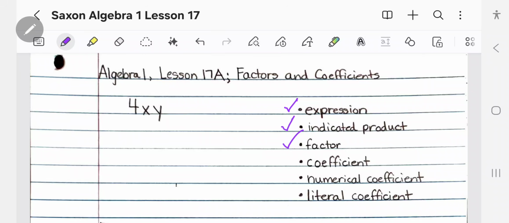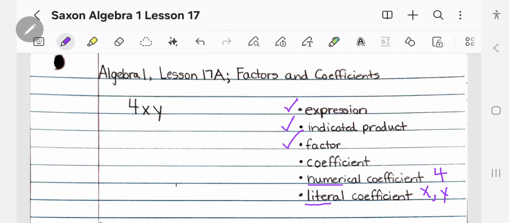We're introduced to this word called coefficient, and there are 2 different types. There's a numerical coefficient and there's a literal coefficient. A numerical coefficient is when you're multiplying by a number, a numeral. So that would be your 4 here. That's your numerical coefficient. And x is a literal coefficient and y is a literal coefficient. It's just when you're multiplying by a letter. That looks a little bit like liter, but you can look at it and remember letter.